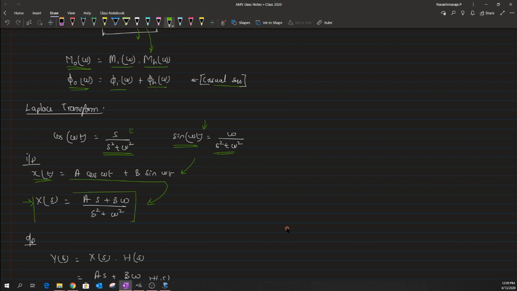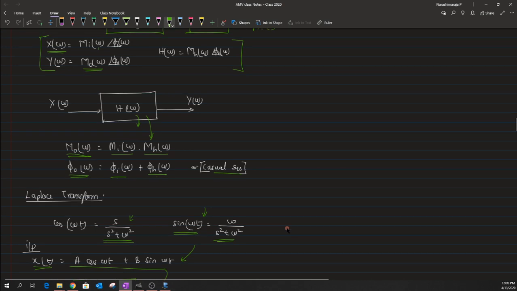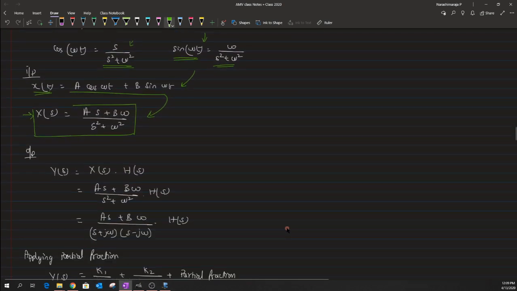Okay, so it's just simple math, which you would have already learned in your basic mathematical course. I've just converted my signal x of t in the time domain to the frequency domain, in terms of the s domain. In short, the output y of s, or y of omega, could be written as a product of the input signal into the response of the system.